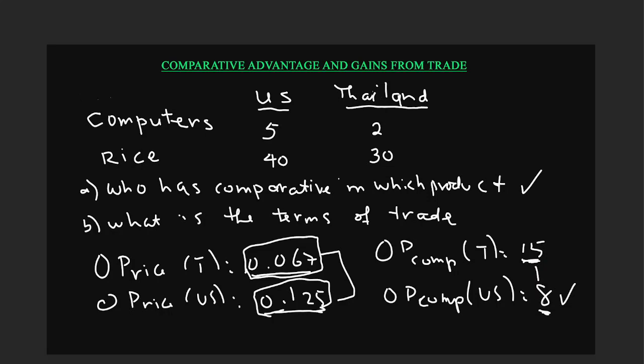America produces at 8 bags of rice, so it's never going to sell it below 8. Thailand, if it were producing it, it would cost 15, so it's never going to buy it at any price above 15. So the terms of trade is going to lie between 8 and 15. Okay, so that will be the price range for computers. All right, so this is how you solve for comparative advantage and gains from trade.